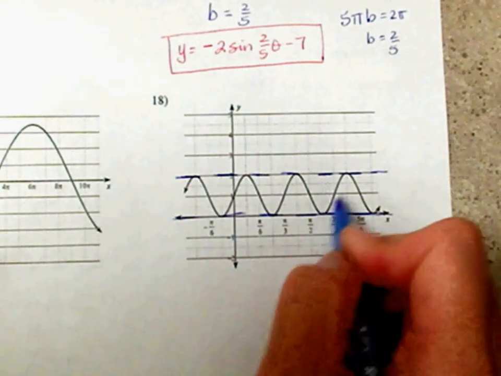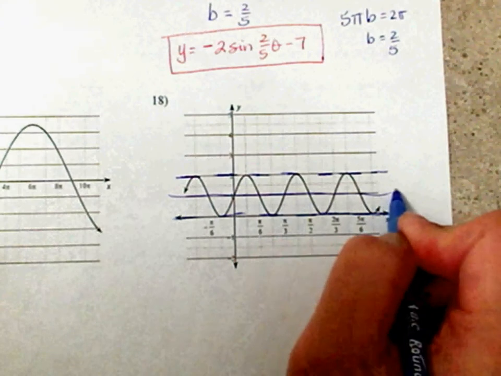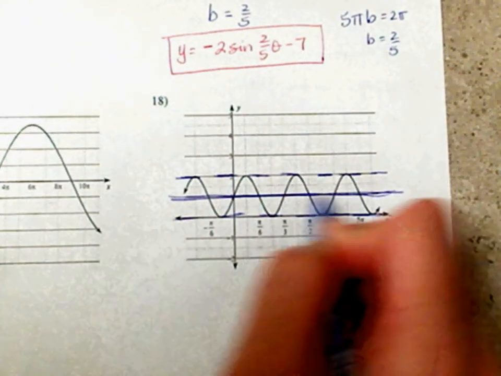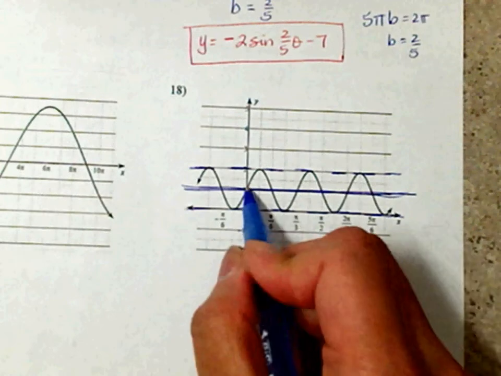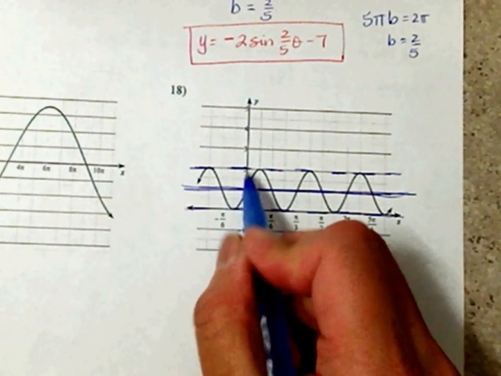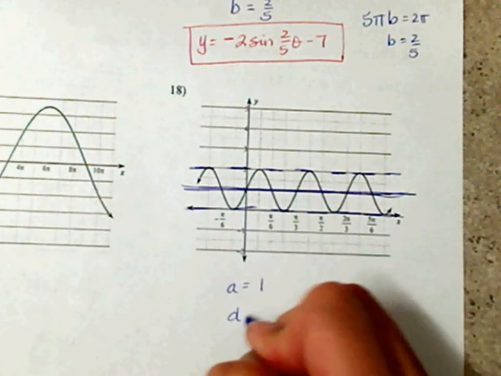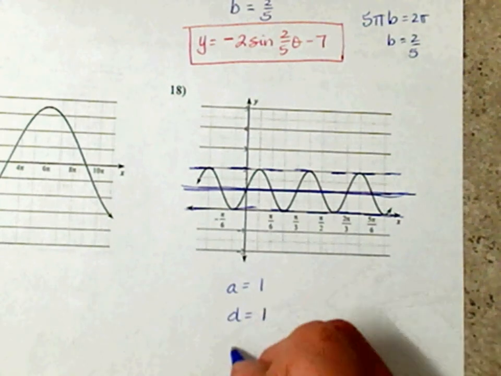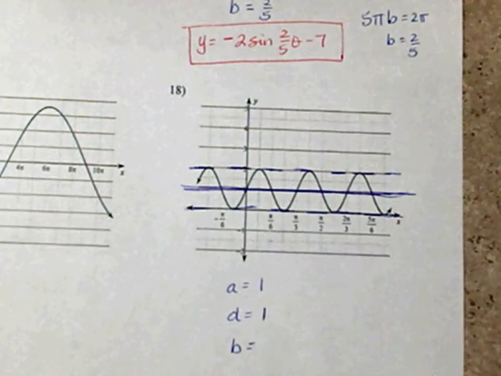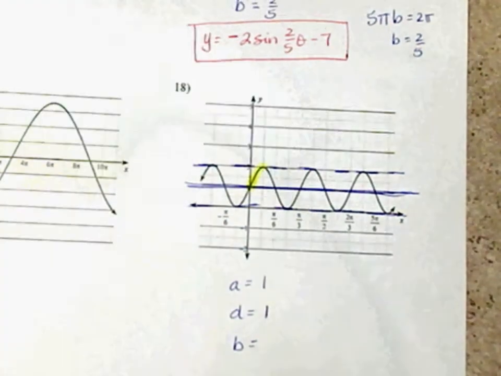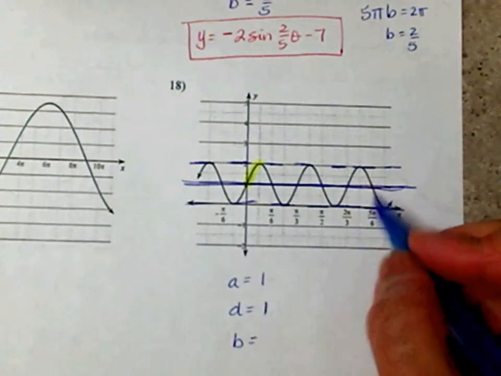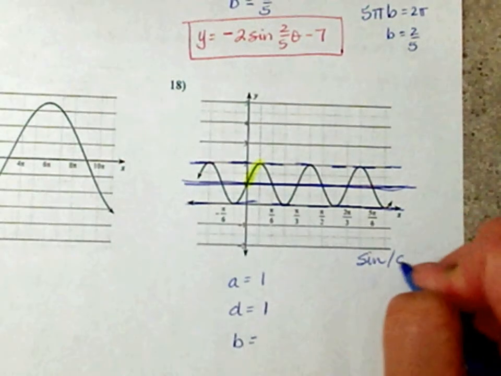All right, so let's see what we know. A is, notice this is a half, so A is 1. D is also at 1. Notice how we are starting at the midline, going up. So that tells you it is going to be a sine graph and not a cosine, okay? Because you're starting in the middle, going up, positive.